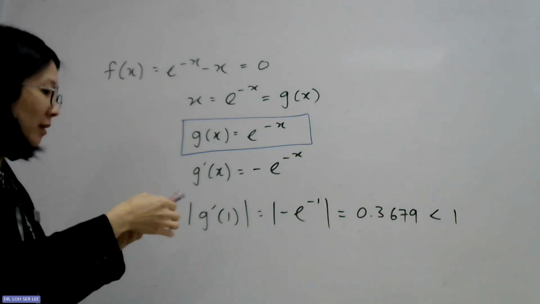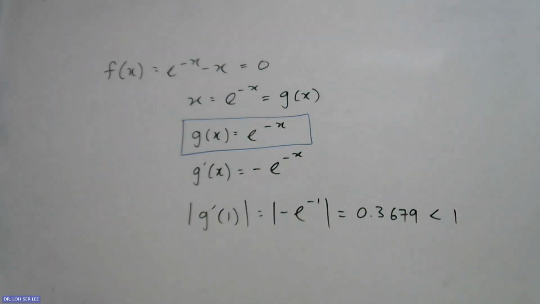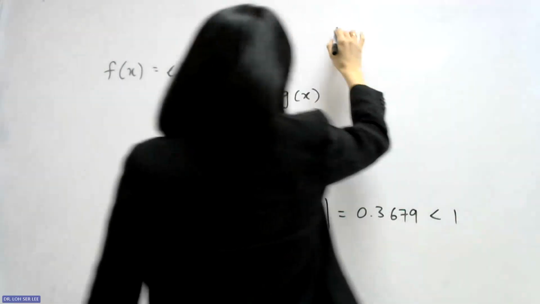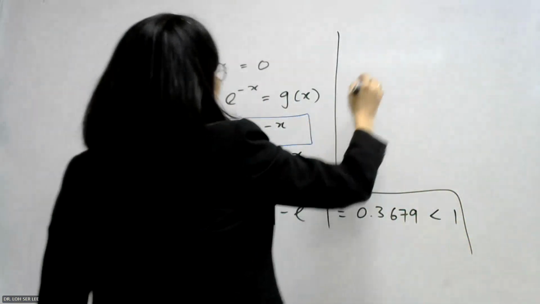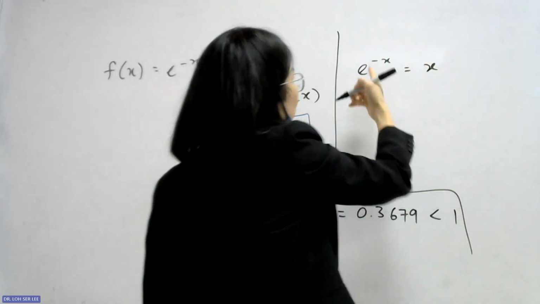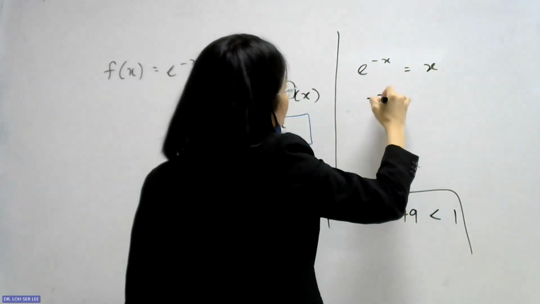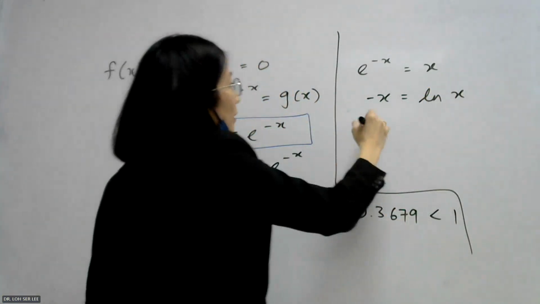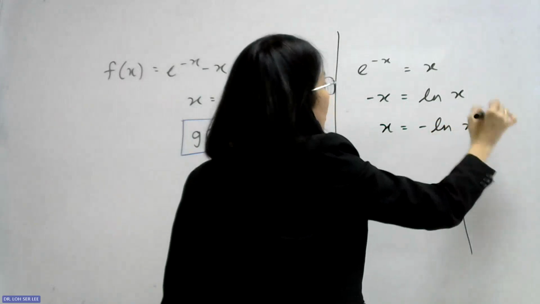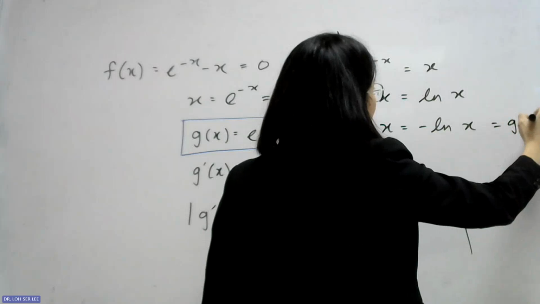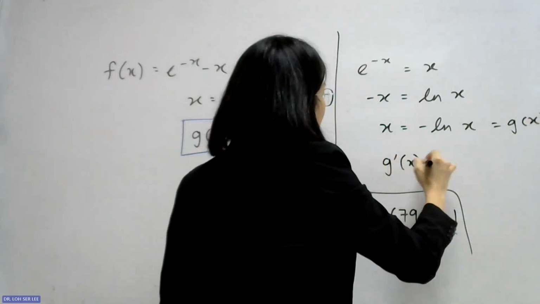Can I show you another one? If you use, let's say, the x from here, then e negative x is x, and we want this one. So negative x is ln x, right? x is negative ln x. So this is your g(x).